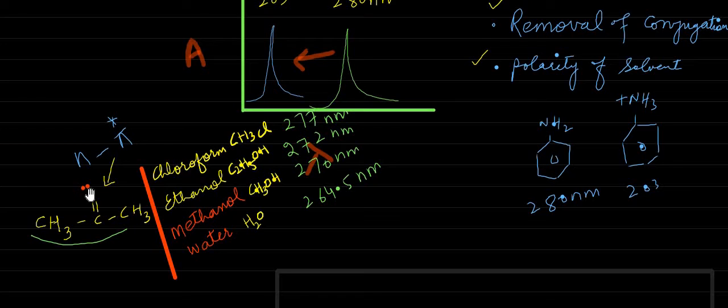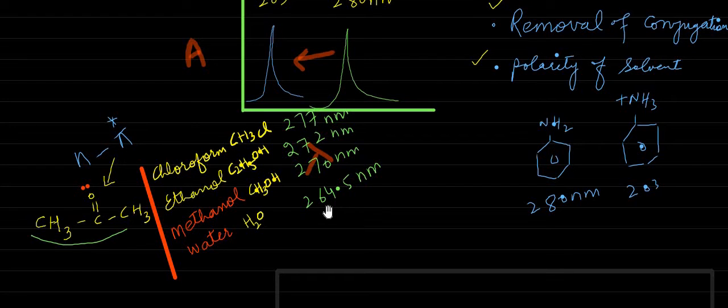If we focus on n to pi star transitions in various solvents, starting with say chloroform, which is relatively less polar, the lambda max is 277 nanometer. Using ethanol, which is more polar, the lambda max is 272 nanometers. With methanol, it is 270, and with water, which is highly polar, it is 264.5 nanometer. Apparently, we can see a shift in lambda max from 277 towards 272, 270, and 264.5 as the polarity of the solvent is enhanced.